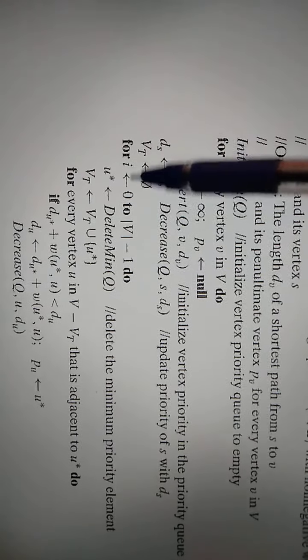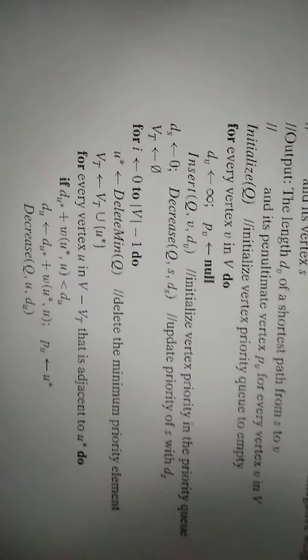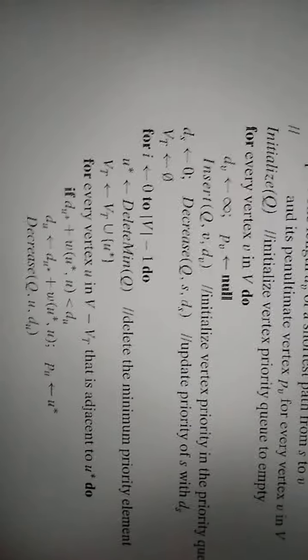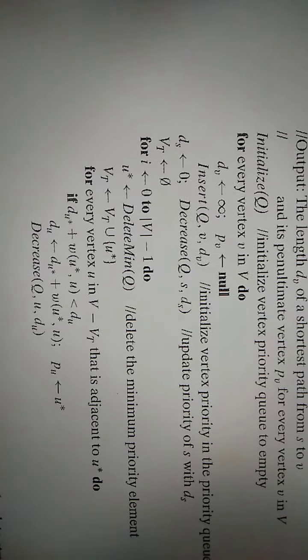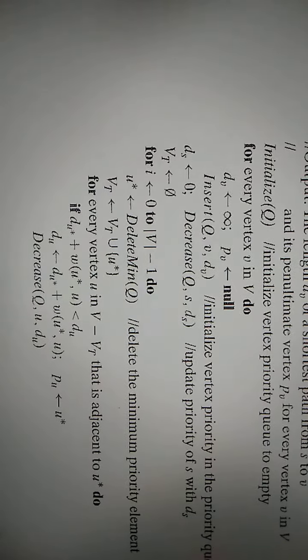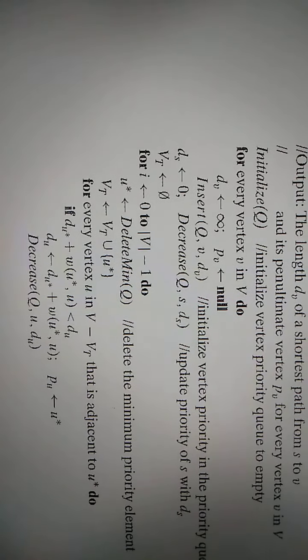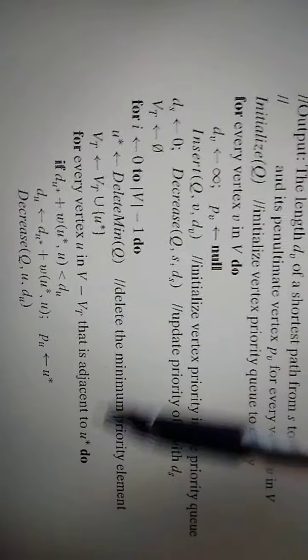Okay. Next, for i equal to 0 to V minus 1, where V is the number of vertices. So we have to consider all the vertices, and hence i goes from 0 to V minus 1. u* is equal to delete min, so delete the minimum priority element, and we have to add it into the Vt. Next, for every vertex u in V minus Vt that is adjacent to u*.